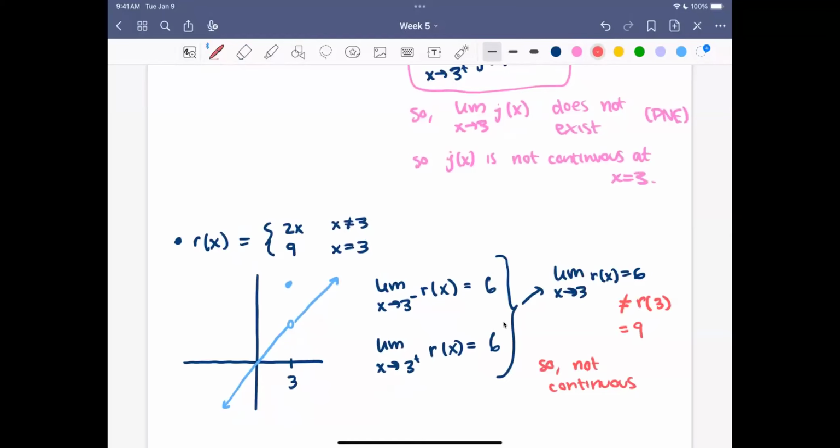Just to recap, the limit from the left equals the limit from the right, and they both equal 6. So that means that the limit as x approaches 3 is equal to 6. So the limit exists and it's equal to 6, but this number is not equal to the value of the function at x equals 3. So that means that the function is not continuous. Are there questions about this?